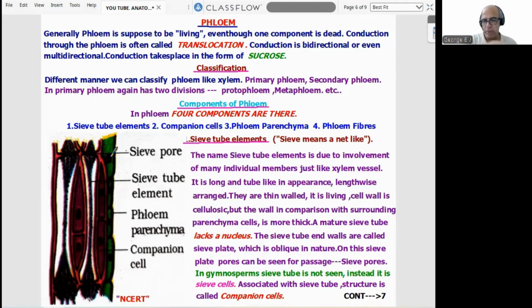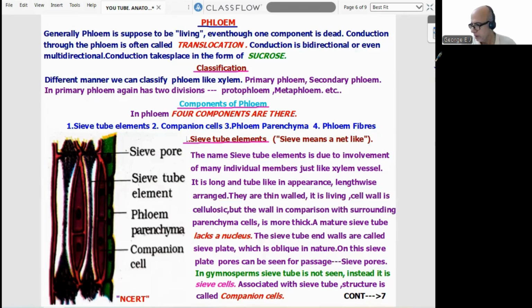Gymnosperm, no sieve tube is seen. Instead of it is sieve cell. Now, associated with the sieve tube in angiosperms, the structure is called companion cell. So no sieve tube in gymnosperm, it is sieve cell. In angiosperm, it is sieve tube. Attached with it is the companion cell.